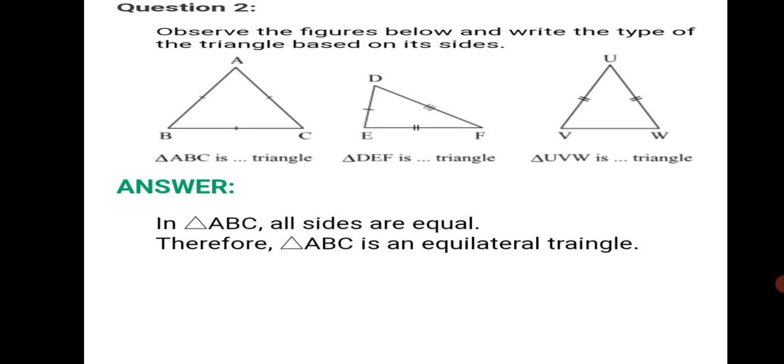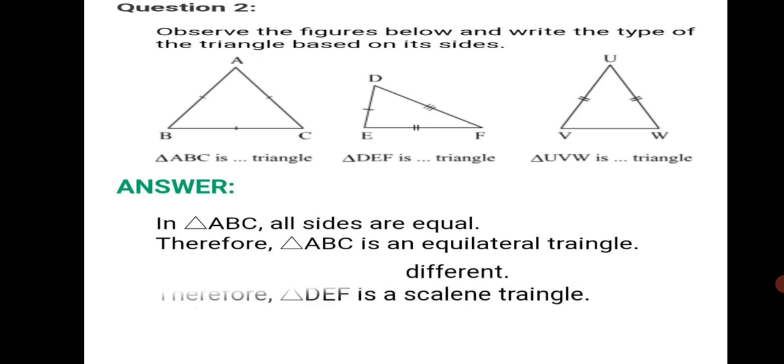Now look at the second figure, triangle DEF. All three sides are marked in a different way. That means they are unequal. So it is a scalene triangle. So let's write, in triangle DEF, all sides are different. Therefore, triangle DEF is a scalene triangle.